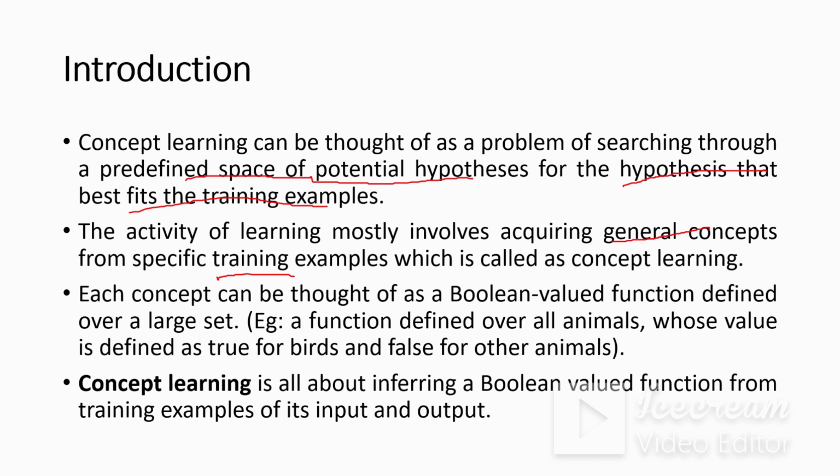Generally, concepts are thought of as Boolean valued functions. For example, a function that is defined over all animals can be true if the animal is identified as a bird and false if the animal is not identified as a bird. So finally, concept learning is all about inferring Boolean valued functions from the training examples of its input and output. So with this, we come to the end of our introduction part.